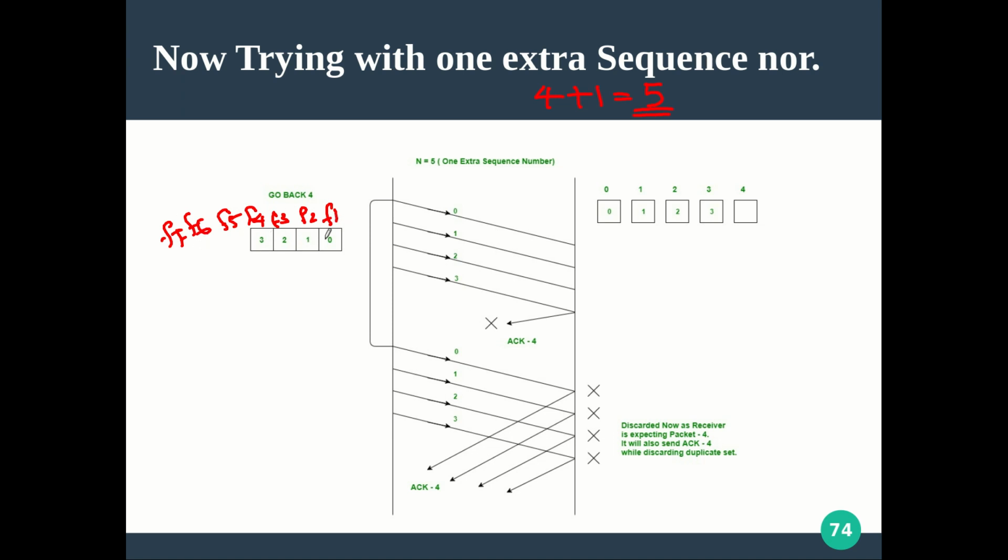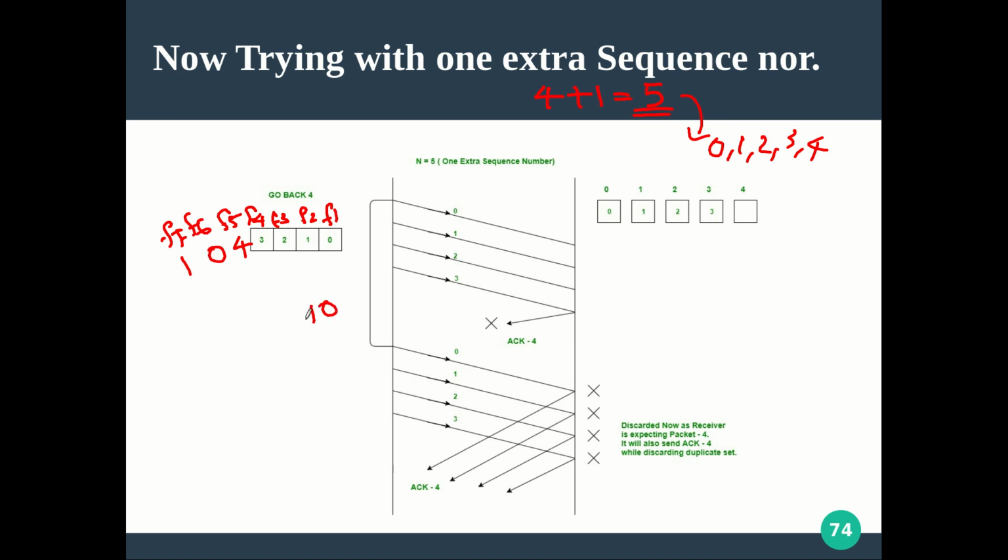But when it comes to sequence number, frame number 1 will get sequence number 0, 2 will get sequence number 1, like that. 4 will get sequence number 3, and 5 will get sequence number 4. Why 4? Because now I have 5 different sequence numbers, that is 0, 1, 2, 3, 4. Now the 6th frame will get sequence number 0 and the 7th frame will get sequence number 1. So that is how I am going to assign the sequence number.